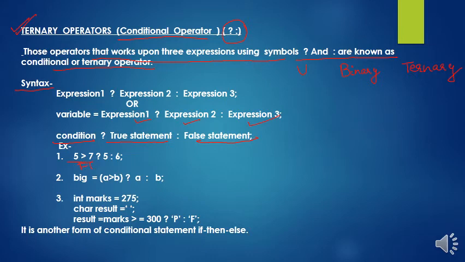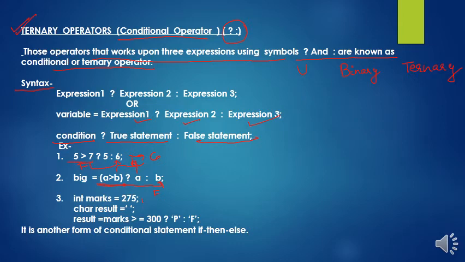So it will result what? It will give the result 6. Because if 5 is greater than 7, the condition is true, then it will give the result 5. And if the condition is false, then it will give the result 6. Big: the condition is what? A is greater than B. So if the condition is true, then it will give the result A. So big will store the value of A. And if the condition is false, then big will store the value of B.